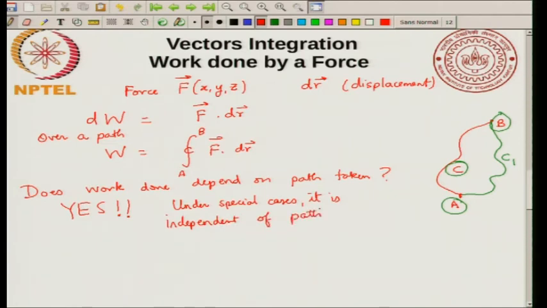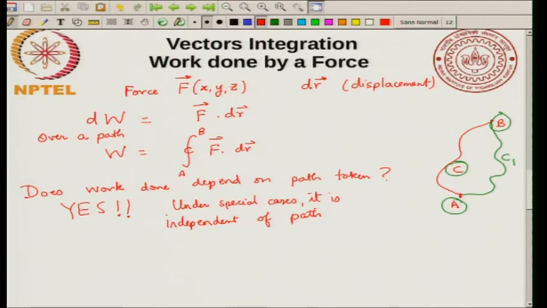Okay, and we will come to that a little later. But before that I will come to the example of path dependence. What we said is that the work done by a force, in general, depends on the path taken. But I said that under some special cases it is independent of path. So, what is the condition for path dependence and path independence?